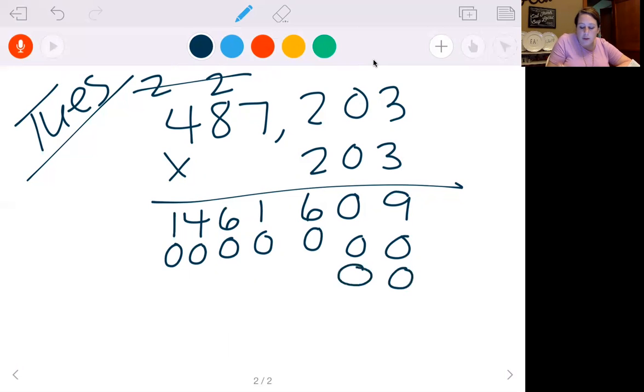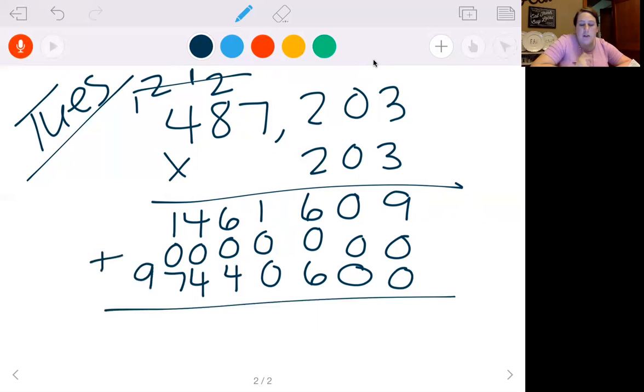Okay, 2 placeholder zeros. 2 times 3 is 6. 2 times 0 is 0. 2 times 2 is 4. 2 times 7 is 14. So I'm going to put my 4, carry my 1. 2 times 8 is 16, plus 1 is 17. Put my 7, carry my 1. 2 times 4 is 8, plus 1 is 9. So you see all those numbers I have and why it's important that you put your zeros and why it's important that you line it up correctly so we don't get confused.